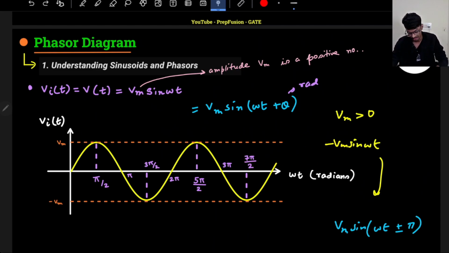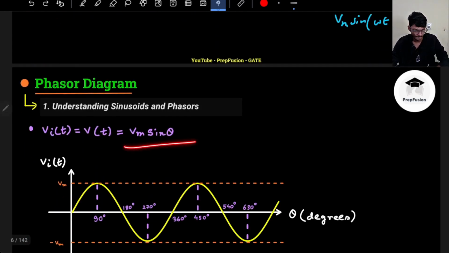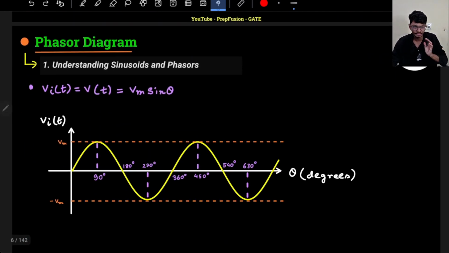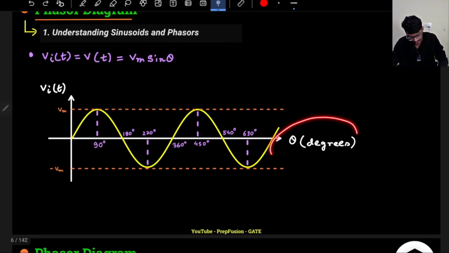Generally that's the trend. If it is written omega t, by default the unit will be radians, because in most cases omega is defined as radian per second only. So if it is written omega t, it is in radians, most likely. If it is written sin theta, it can be radians as well as degrees. You see the x-axis.